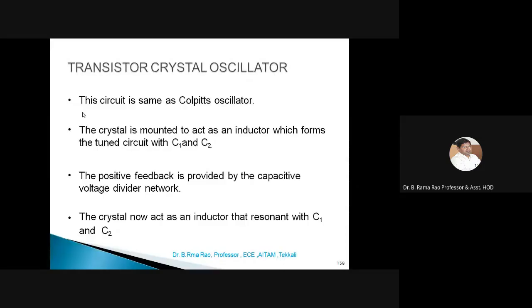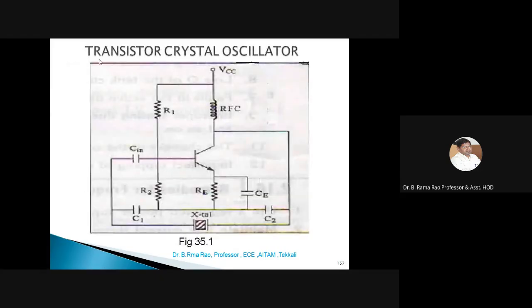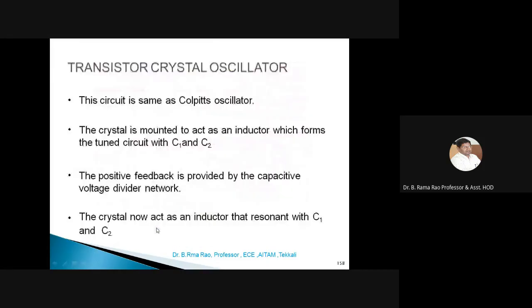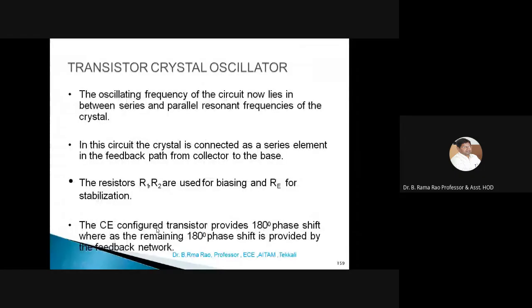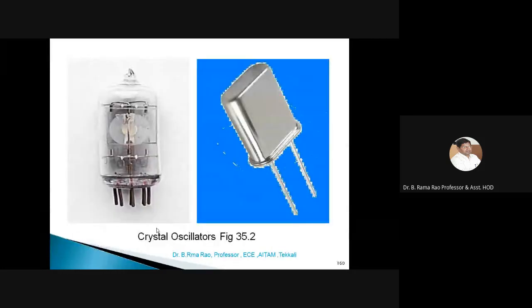The positive feedback is provided by the capacitive voltage divider network. The CE amplifier produces 180 degrees phase shift, and the combination of C1 and C2 produces another 180 degrees phase shift. So a total of 360 degrees phase shift is maintained in the circuit to satisfy the Barkhausen criterion. Of course, you know the purpose of the resistances R1, R2 and RE: stabilization and providing proper biasing. The CE amplifier configuration produces 180 degrees phase shift, and the remaining phase shift is provided by the feedback network.